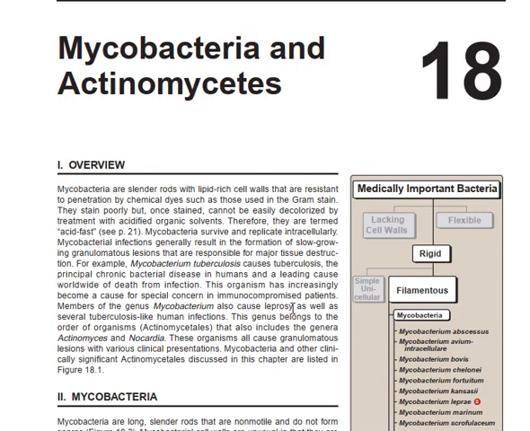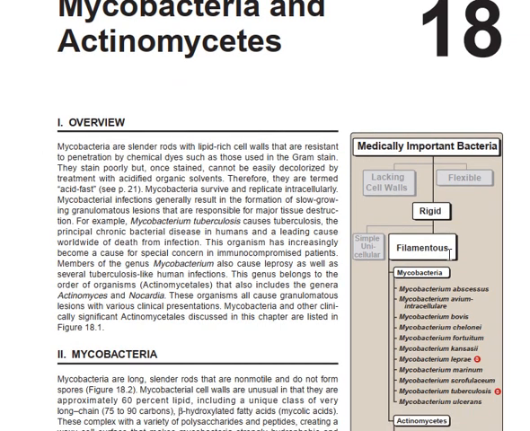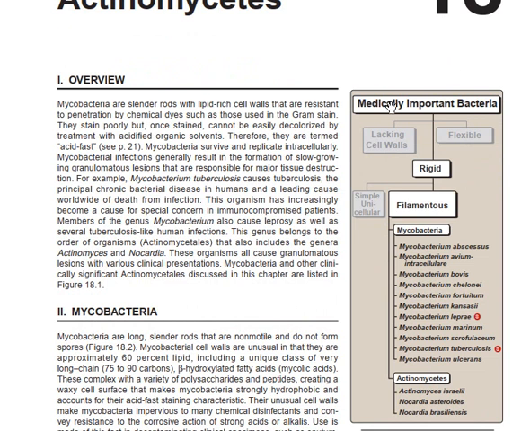So here we're going to see the classification of Mycobacteria and Actinomyces. We said medically important bacteria are divided into cells lacking the cell wall, cells that have a rigid cell wall, and cells that are flexible. You have already seen all this. Cells having a rigid cell wall are divided into simple unicellular, which are divided into intracellular and free living. So we have already seen that.